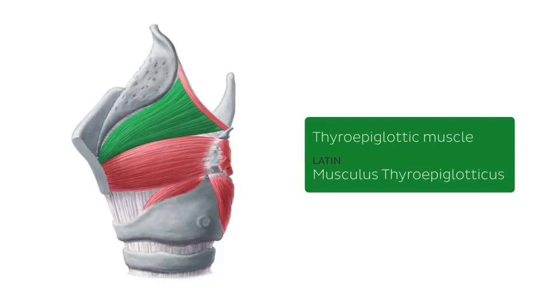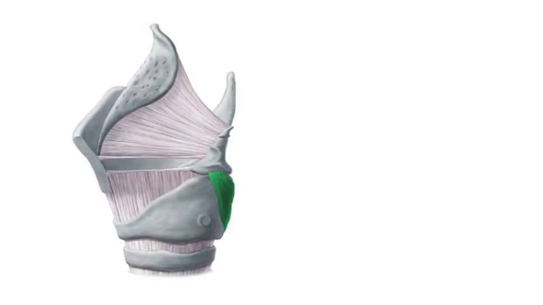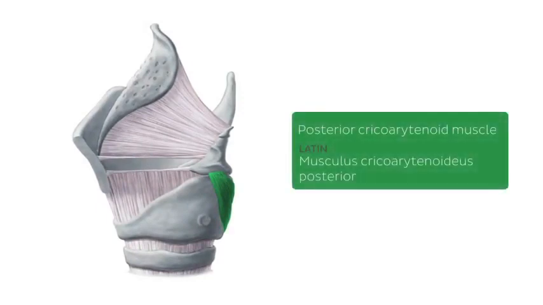The next muscle on our list is this one, seen here also highlighted in green. This is known as the posterior cricoarytenoid muscle. Now, as you notice, this muscle originates from the posterior portion of the lamina of the cricoid cartilage, and it goes to insert on the muscular process of the arytenoid cartilage.